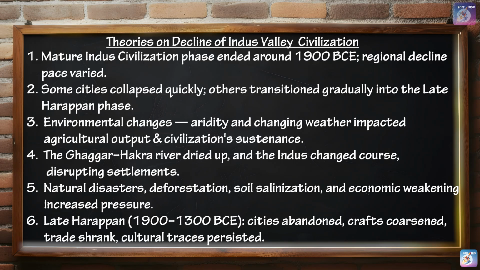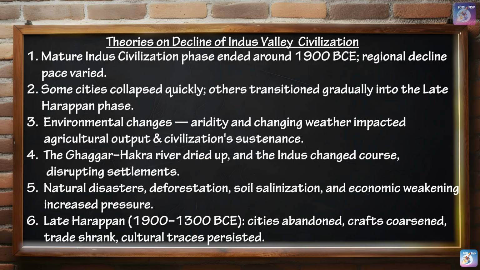Fifth, economic weakening. Long distance trade declined, and the balance between urban and rural areas broke down. And finally, internal factors. Administrative structures weakened and social patterns began to shift, hastening the decline.